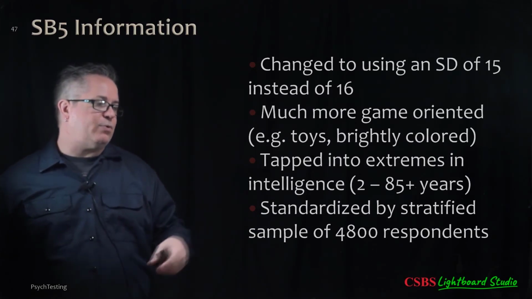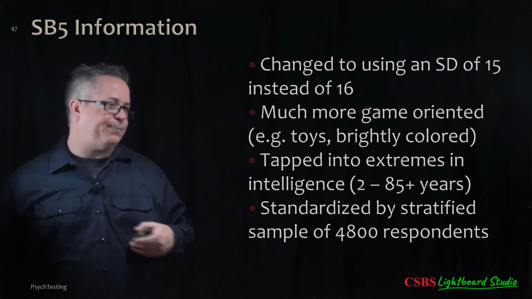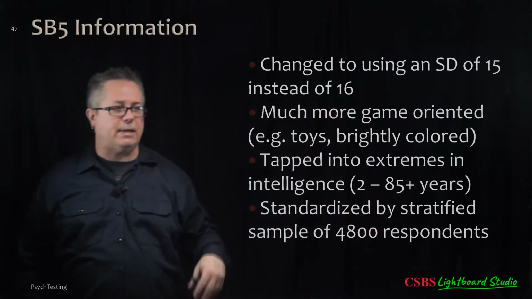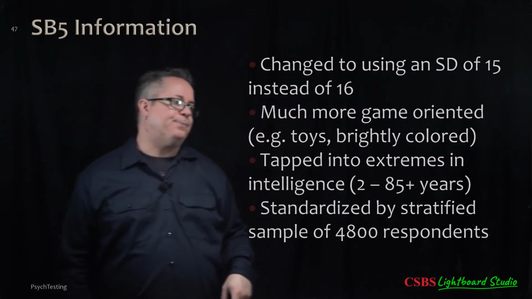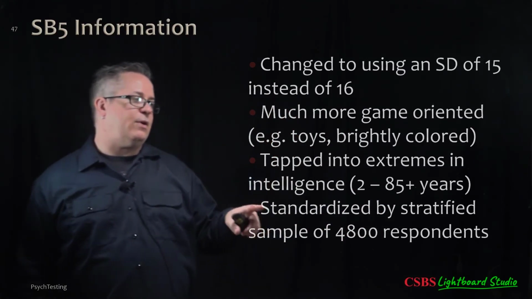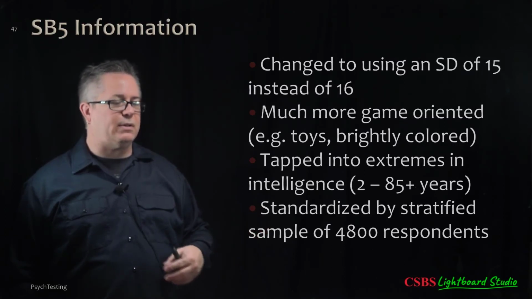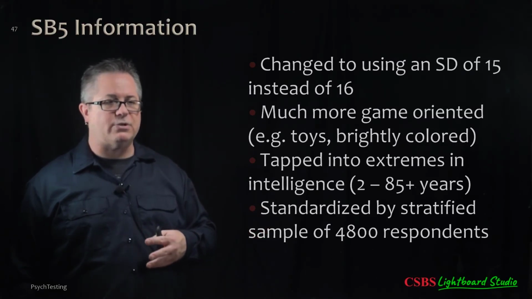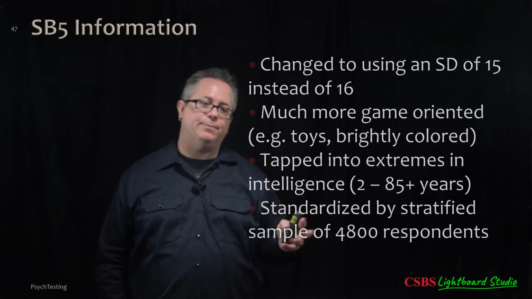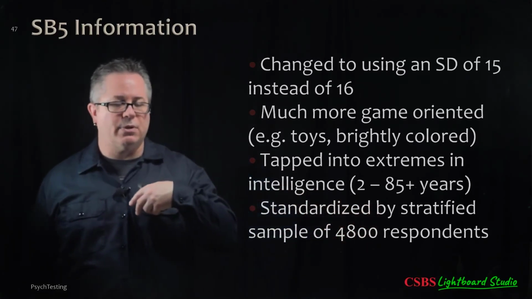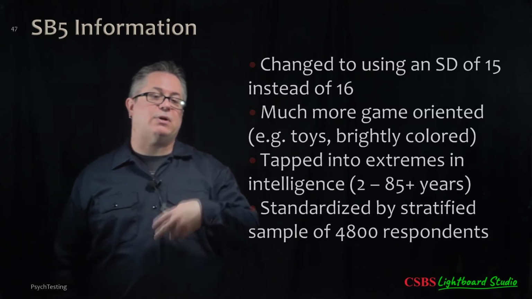It tapped into extreme intelligences. We can actually try to get intelligence as low down as 2 all the way to 85 and over, to end of life, essentially. And they standardized by a stratified sample of 4,800 respondents. So stratified meaning that they identified strata, different types of people, different stratifications of people, and they went through and sampled people from each of those strata so that they're all represented.